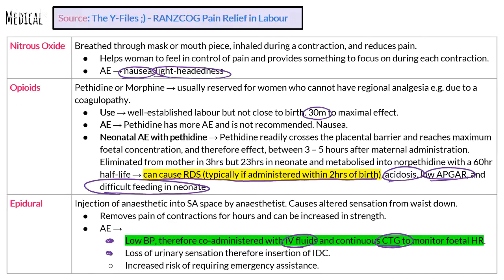Second thing you need to remember is that it decreases urinary sensation, so they need to have an IDC in. So there are 3 things that they're connected to: a fluid drip, an epidural drip, and a catheter. So there's a lot of different things that you need to know.